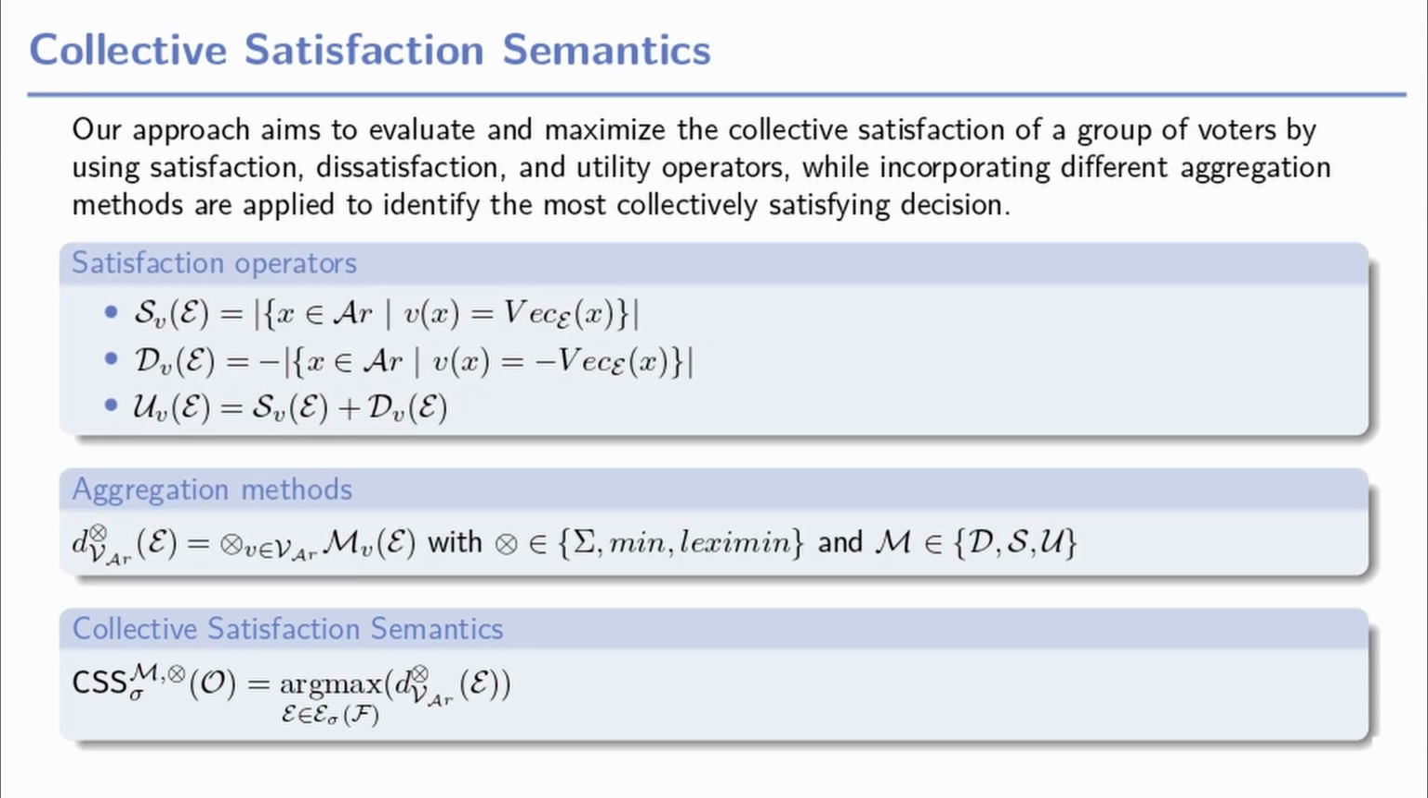Now let's go back to the operators we introduced first of all. We introduced 3 operators. The first one, satisfaction, which measures agreement with voters by counting how many arguments align with both the votes and the extension. Then we introduced dissatisfaction, which measures disagreement, and it counts the number of arguments where the vote disagrees with the extension. Finally, we introduced utility, which combines both satisfaction and dissatisfaction into a single measure. This is a comprehensive metric for finding the best extension.